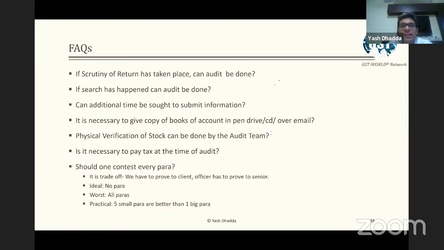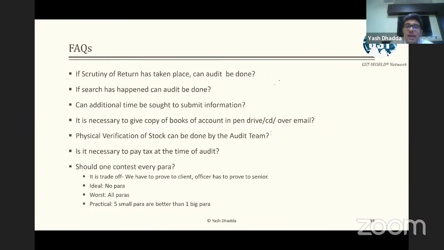That is a possibility. He may seek permission from a senior, saying that books of account are not being given to me and I want to visit the premises. That is a possibility which the officer can do. As I said, physical verification of stock, not possible. They can't do that. They may look at the physical verification report. That is possible. So if there is an internal audit report which talks about the physical verification report on the 31st March, they may have access to it, but they can't say that today we want to do the physical verification.